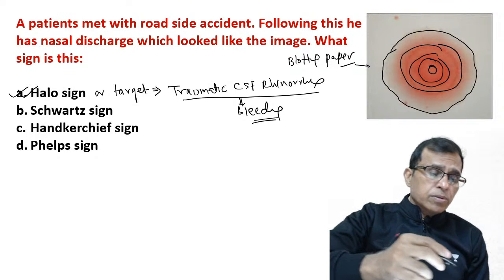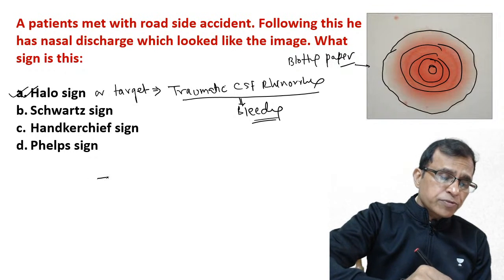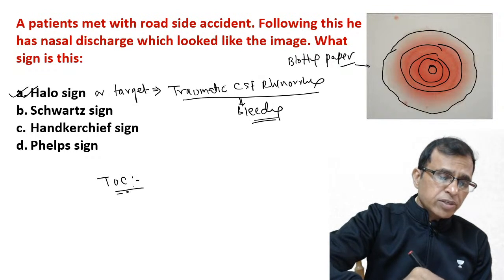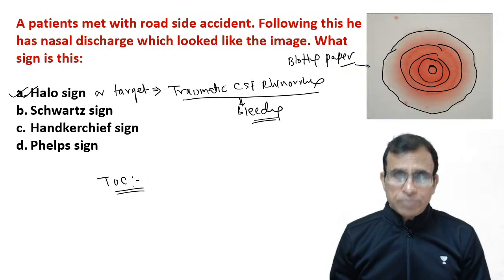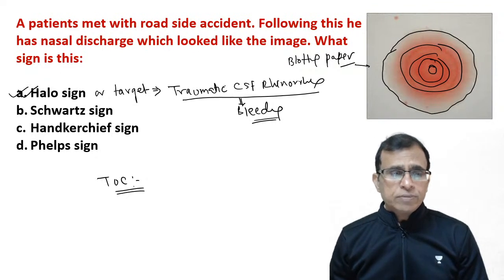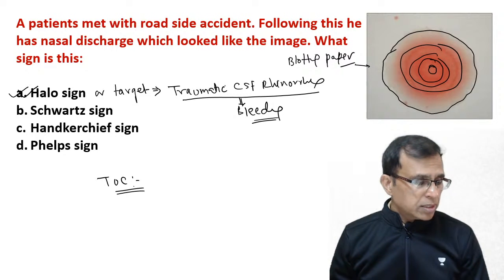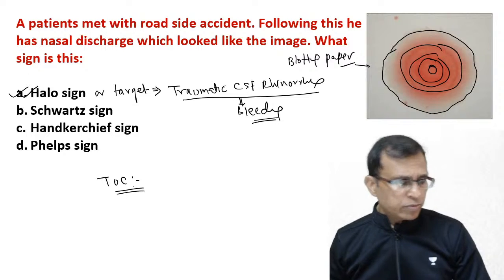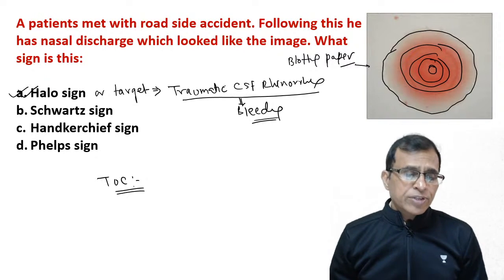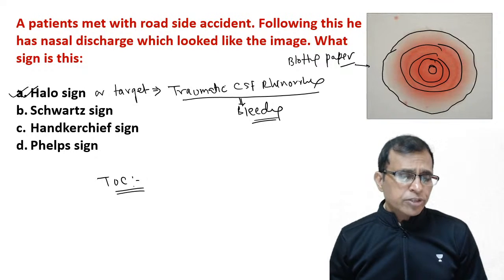Now, another question we ask is, what is the treatment of choice in CSF rhinorrhea? What do you say? Can you write the treatment of choice in a patient of CSF rhinorrhea? Please answer this question. I'll tell you about handkerchief sign. I'm just waiting. I'll tell you about handkerchief sign, but before that, answer this question. What is the treatment of choice?